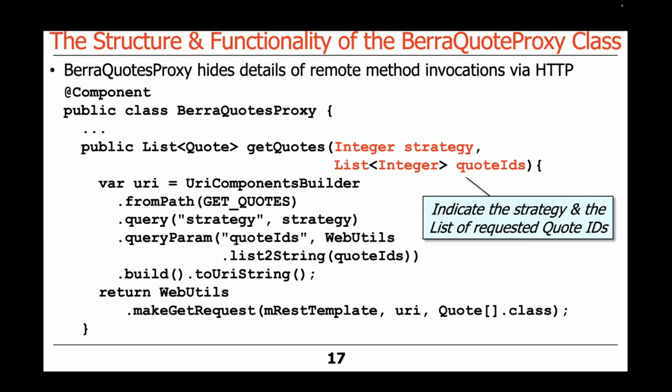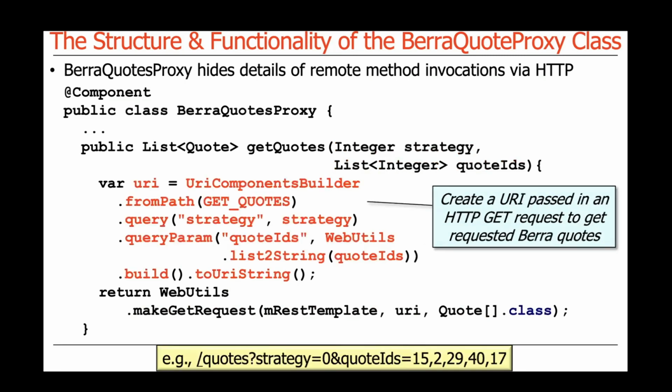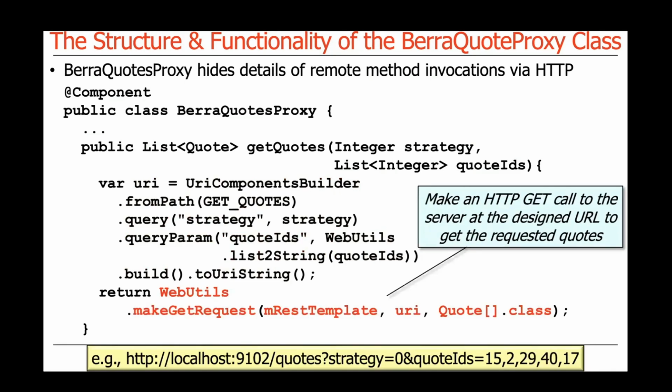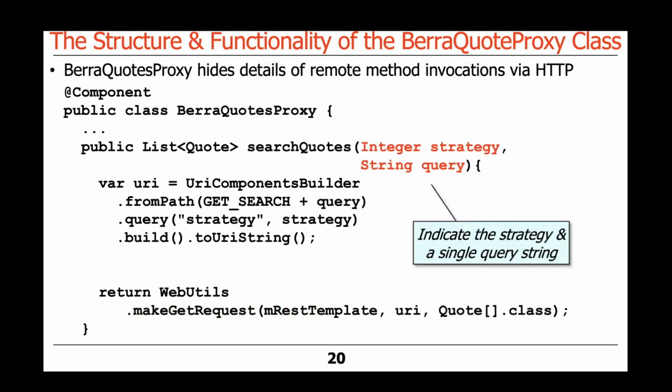Here's what getQuotes does. It takes an integer and a list of quote IDs. It uses this component builder to build the URI we see at the bottom, which is going to have the quotes routing name, the strategy to be 0, and then the quote IDs portion of this URI to be the various quotes we care about at locations 15, 2, 29, 40, and 17. And we'll talk later about how you do this in coding and how that works. So we build this URI. Once again, we make that request to the server. It does what it needs to do. In this case, we're doing this with, quote, localhost. And so it gets the results and sends them back.